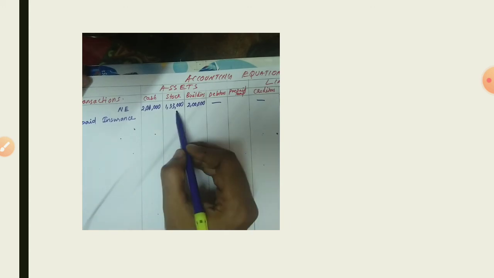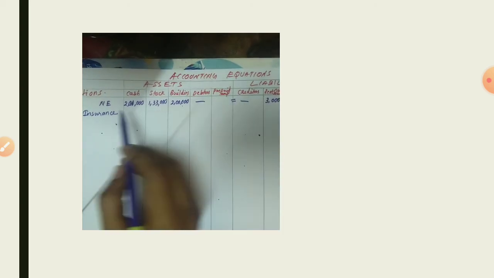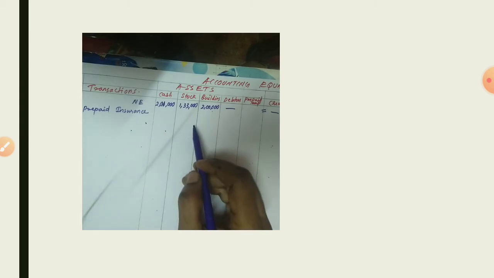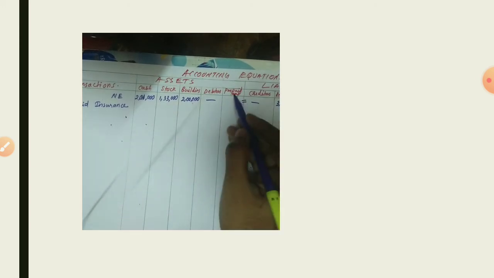So I brought the new balance, new equation. 2 lakh 1 cash, 1 lakh 33 stock, building 2 lakhs. Then rent outstanding 3 thousand is there. Capital is 5 lakh 31 thousand. Rent outstanding, understood I think, means not yet paid. But it is an expense for us, that is why we deducted it from the capital. So 5 lakh 31,000. This is the position now, both sides are equal. Now prepaid insurance means any expense we paid in advance, that is known as prepaid. So prepaid is an asset for us, but outstanding expense is a liability for us. So prepaid is an asset, so we have to show it on the asset side.